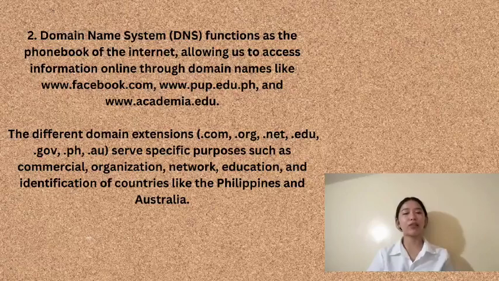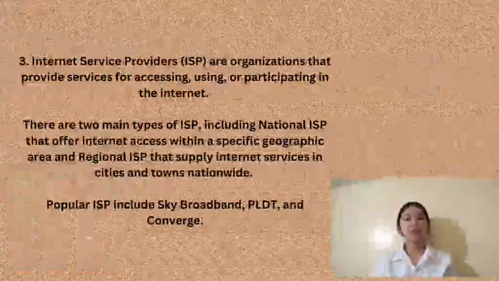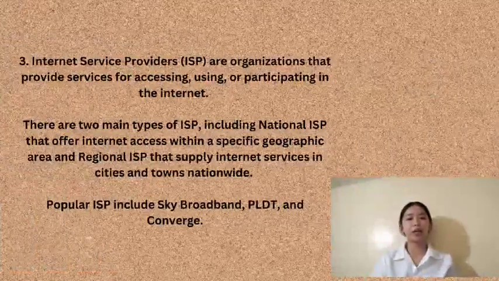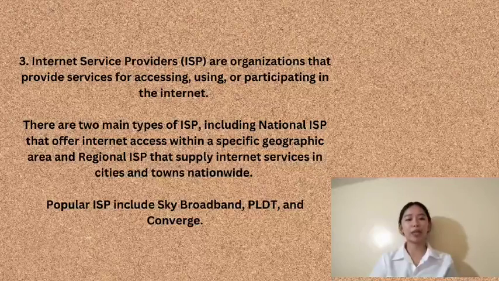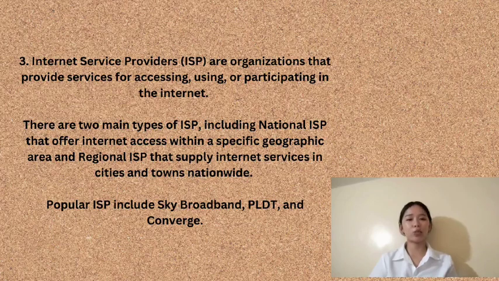Internet service providers, ISP, are organizations that provide services for accessing, using, or participating in the internet. There are two main types of ISP, including national ISP that offer internet access within a specific geographic area and regional ISP that supply internet services in cities and towns nationwide. Popular ISPs include Sky Broadband, PLDT, and Converge.